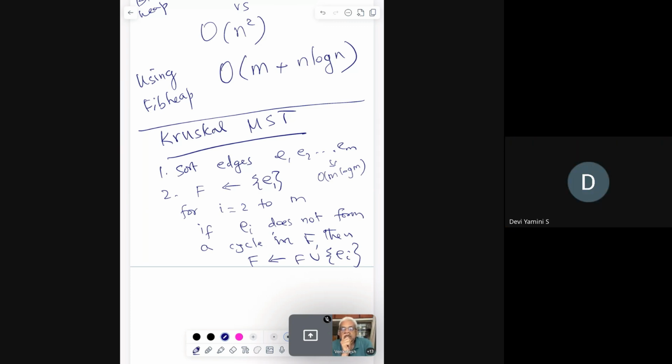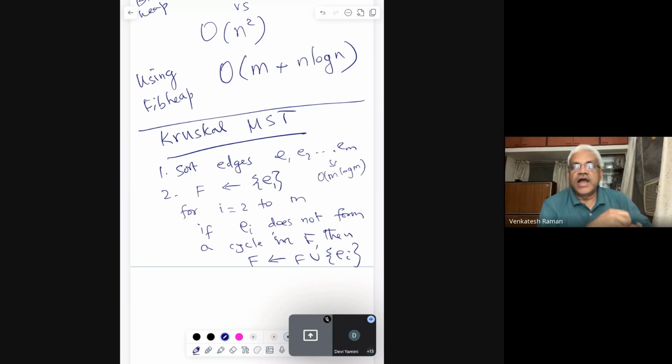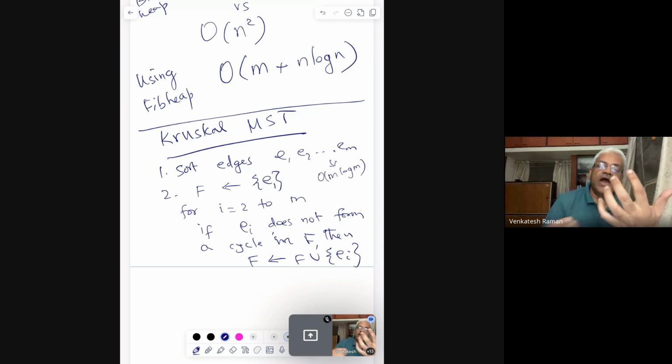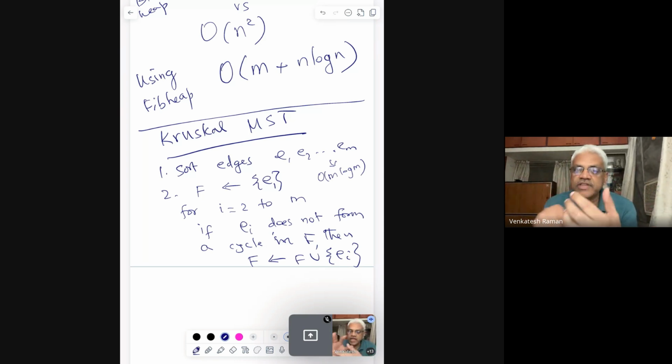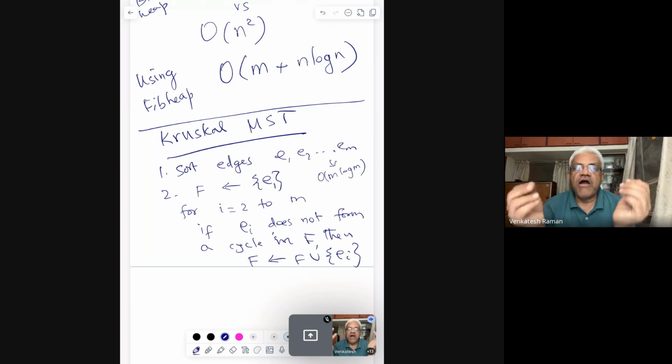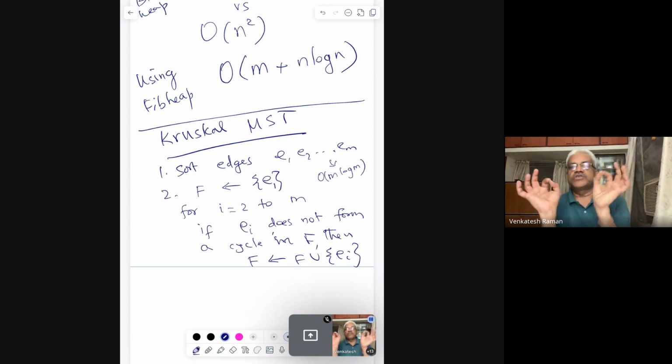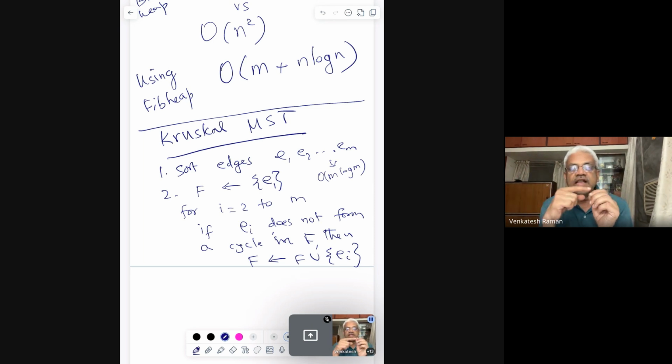We need to check for a cycle, whether there exists a cycle or not. I have a bunch of edges and I'm adding e_i. I need to know whether it forms a cycle with that. So you have a graph on some, let's say, i edges. You want to check, does it have a cycle? One way is to look at the endpoints of e_i and see whether there is already a path between these 2 points in F.